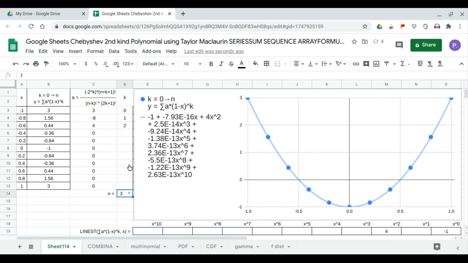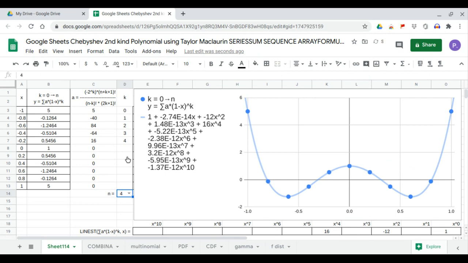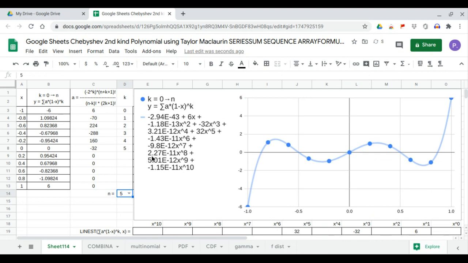At n equals 3, Chebyshev second kind polynomial is minus 4x plus 8x cubed. At n equals 4, the Chebyshev second kind polynomial is minus 12x squared plus 16x to the fourth. At n equals 5, the Chebyshev second kind polynomial is 6x minus 32x cubed plus 32x to the fifth.